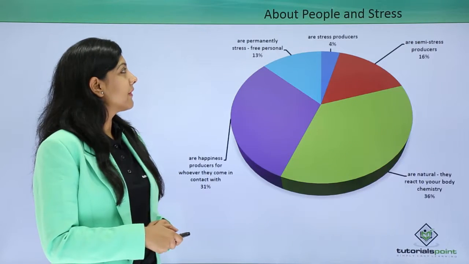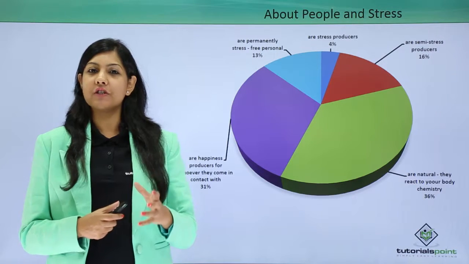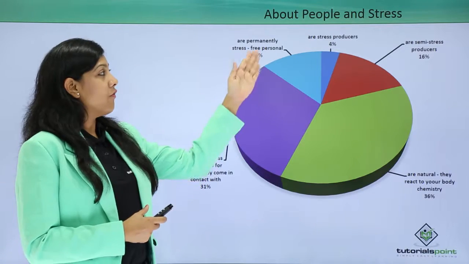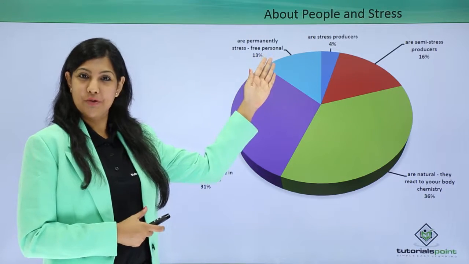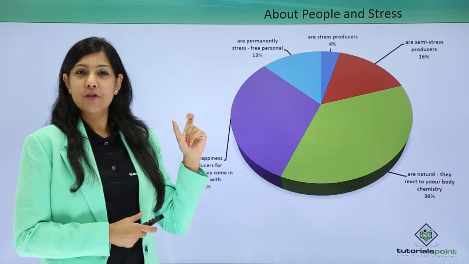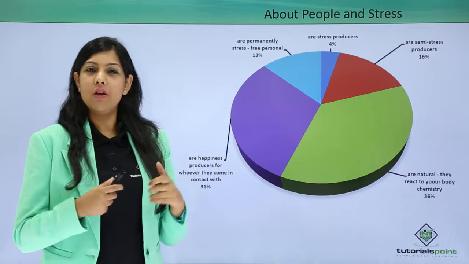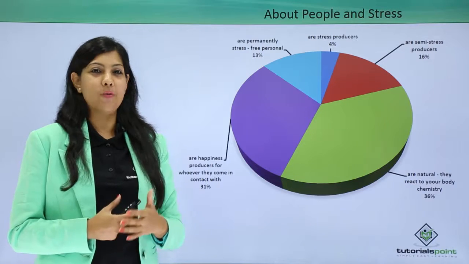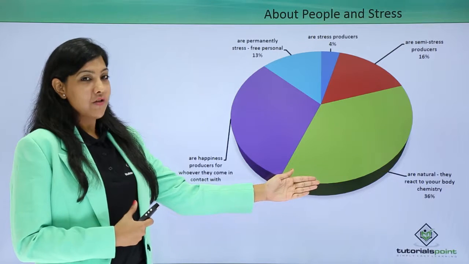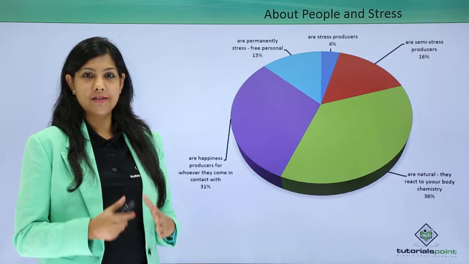Moving on. Here is some research, some data, some statistics and figures in terms of stress. Research says that 4% of people are stress producers. 16% of people are semi-stress producers. So if you fall under the 4% or the 16%, it basically says you love to produce stress wherever you are, in whichever situation and with whomever you are. 36% of the people are neutral, so they are not really stress producers or non-stress producers.